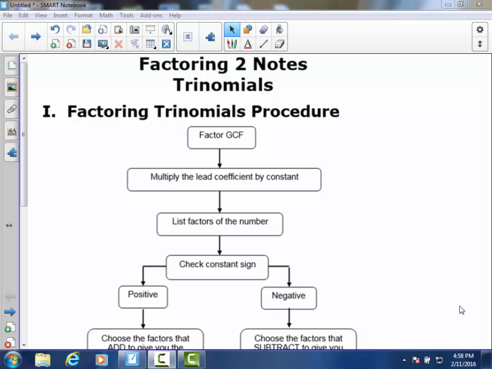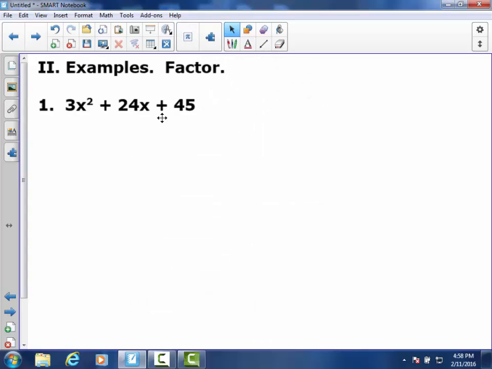Okay, so what we're going to do is work a problem using this flow chart. So you might want to have the flow chart where you can look at it as we're going. I'll refer to it, but I'm not going to have it on the screen. I'm just going to have the problem that we're doing. Okay, so let's take a look here at the very first problem I have to work. It says we're going to factor this.